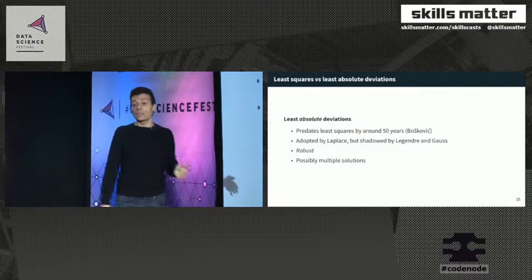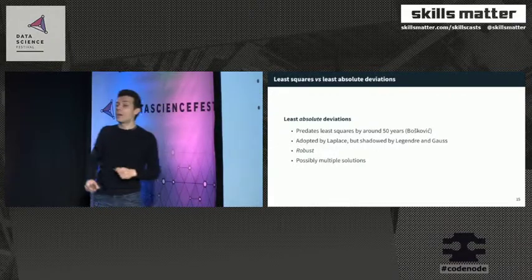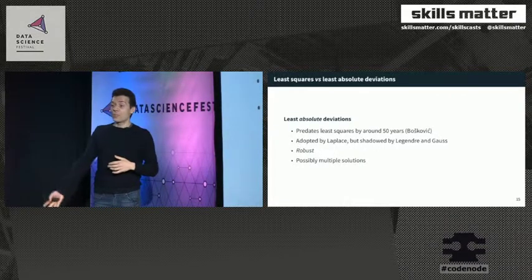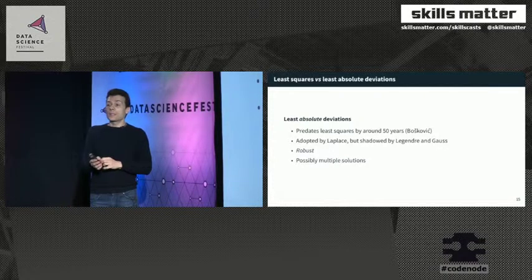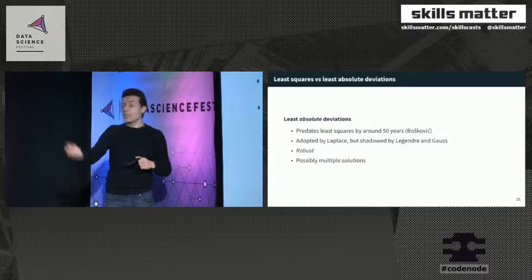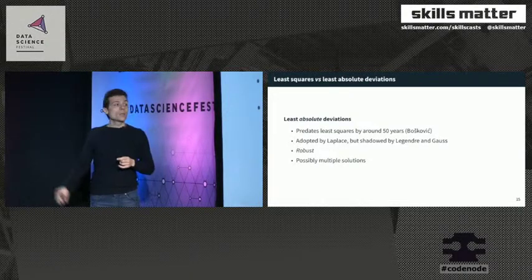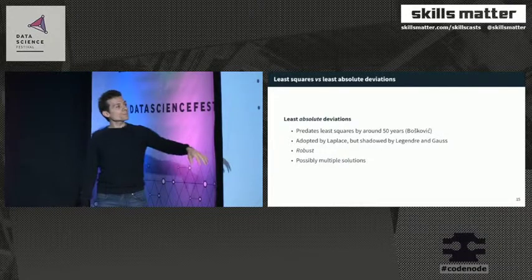But least absolute deviation still exists. It's still very much used. It's robust, meaning that if you have outliers, it's much more resilient to that. You can actually show that least squares corresponds to a kind of conditional mean prediction, whereas least absolute deviation corresponds to a median, or conditional median, prediction.